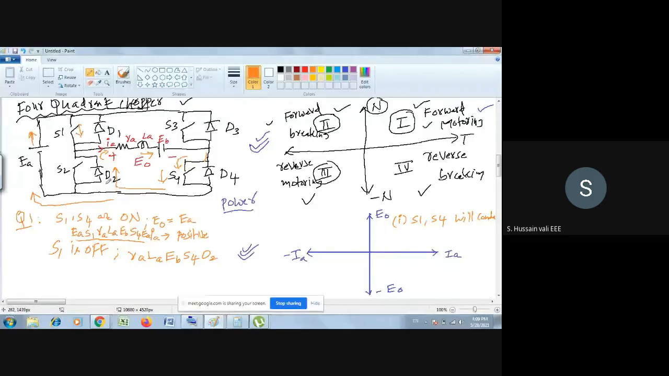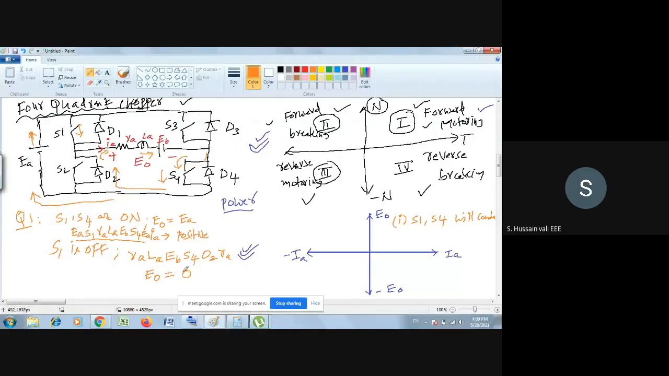Why not through EA? Because if you think it is flowing through EA, then S1 is off, D1 is reverse biased, S3 is off, D3 too. So you have only one option. What is the option left now? Through D2. That is the only option left now. Through D2, then after D2, once again RA. It makes a closed path. So in this case, what is E naught? E naught is equal to 0.